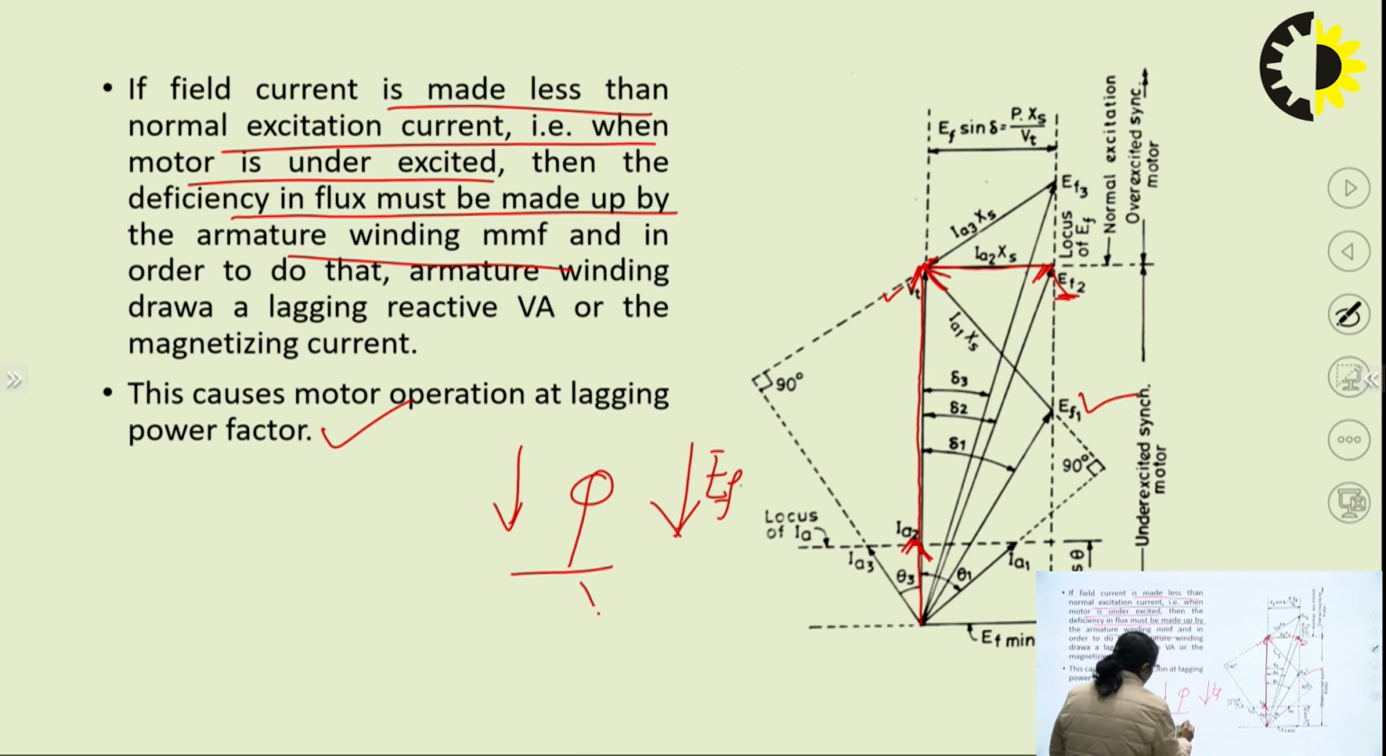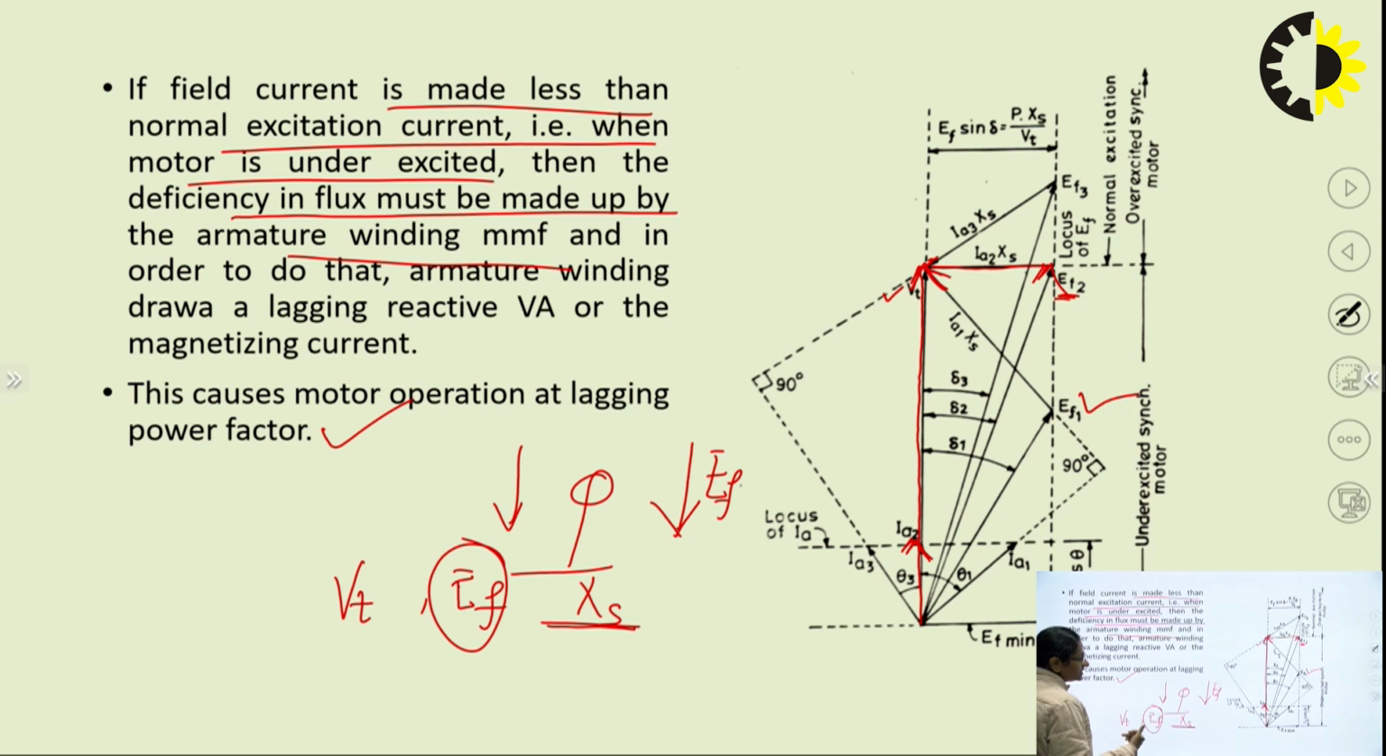Now, you see, Xs is a constant. There is a variation in excitation EMF EF. Terminal voltage Vt is constant. So, because of variation in this and Xs being a constant parameter, current IA must change so that the voltage drop IA1 Xs plus EF1 gives you the same terminal voltage Vt.